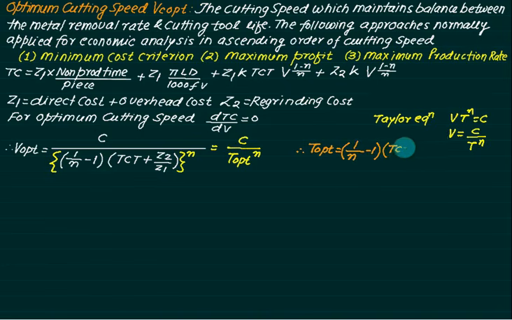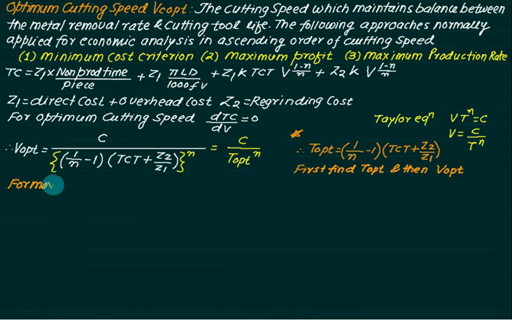I advise you to remember this equation rather than the first equation. So T optimum is (1/n minus 1) into TC2 multiplied by Z2 by Z1. You can first find T optimum, then use Taylor's equation and calculate the optimum cutting velocity. I repeat, first find T optimum using this equation and then calculate the optimum cutting speed using Taylor's equation, not by this equation. Don't use this equation.